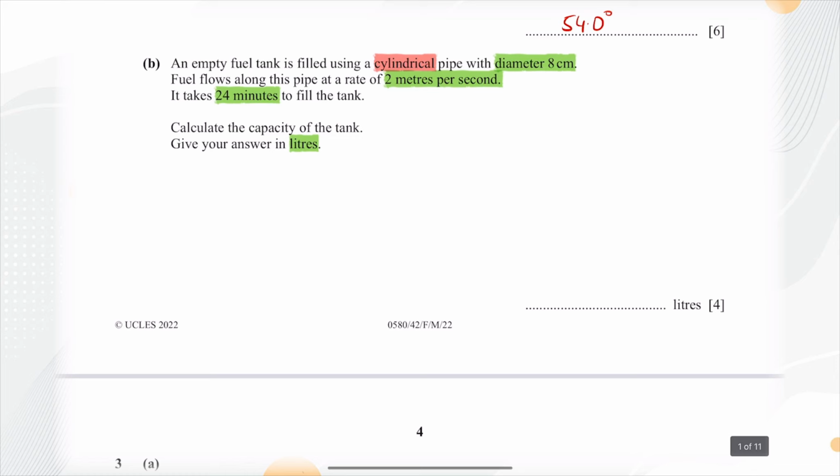So if I can somehow find out the volume of the water that has passed through the pipe in 24 minutes, of course, that would give me the volume of the fuel tank. Now if you notice, the question did not give you the shape. So basically, if I can find out the total amount of water that flows through the pipe in 24 minutes, that would give me the volume of the tank. Whatever the shape it may be, whether it's cubical or cylindrical, doesn't matter, okay?